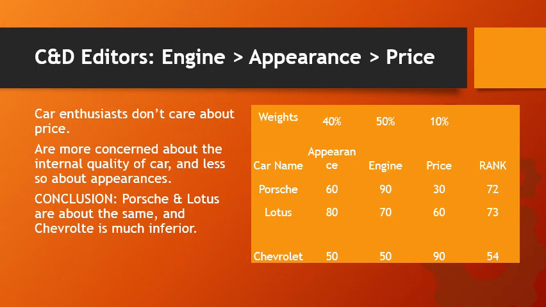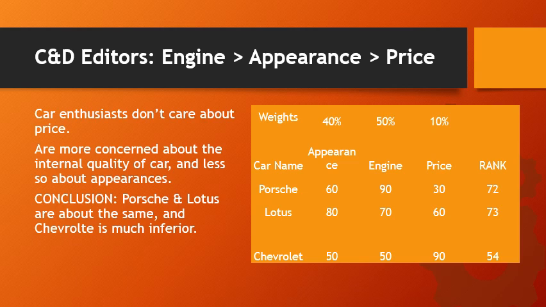So to illustrate how rankings depend on subjective value judgments, we look at the example of the C&D editors. This is not exactly according to the book and not according to reality. We're just making simplifications to make it easy to understand. So the C&D editors are enthusiastic about cars, so they don't care much about price, and they are more interested in the internal characteristics of the engine than in the external appearances.